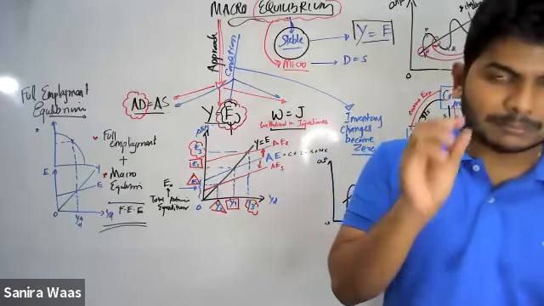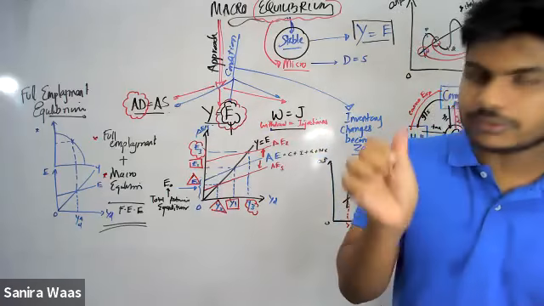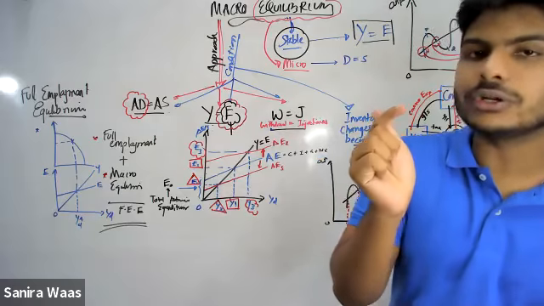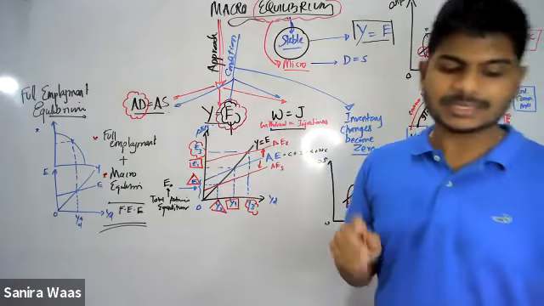To achieve full employment macroequilibrium, you need to have full employment plus you need to have macroequilibrium. Is it right or wrong?